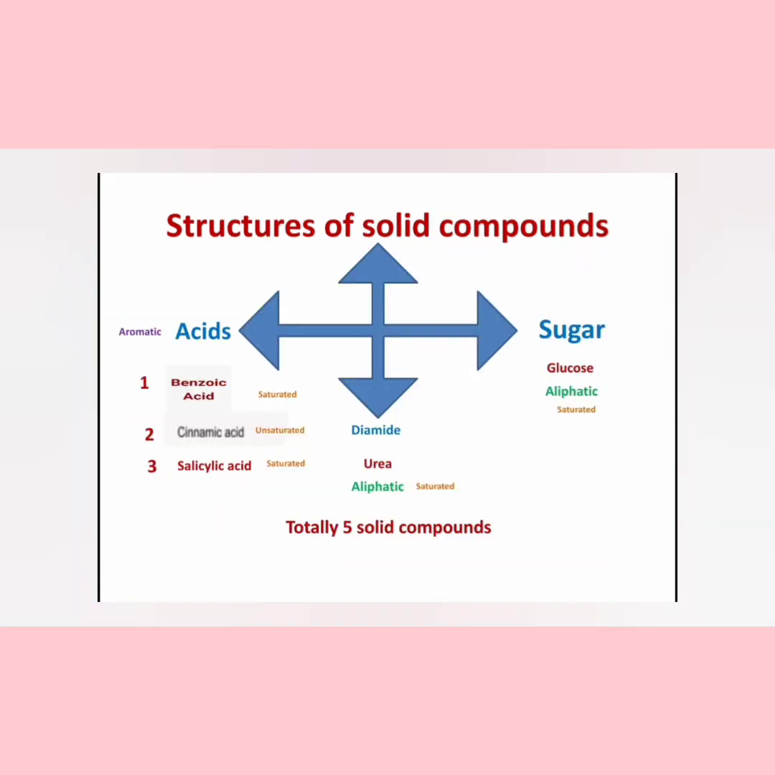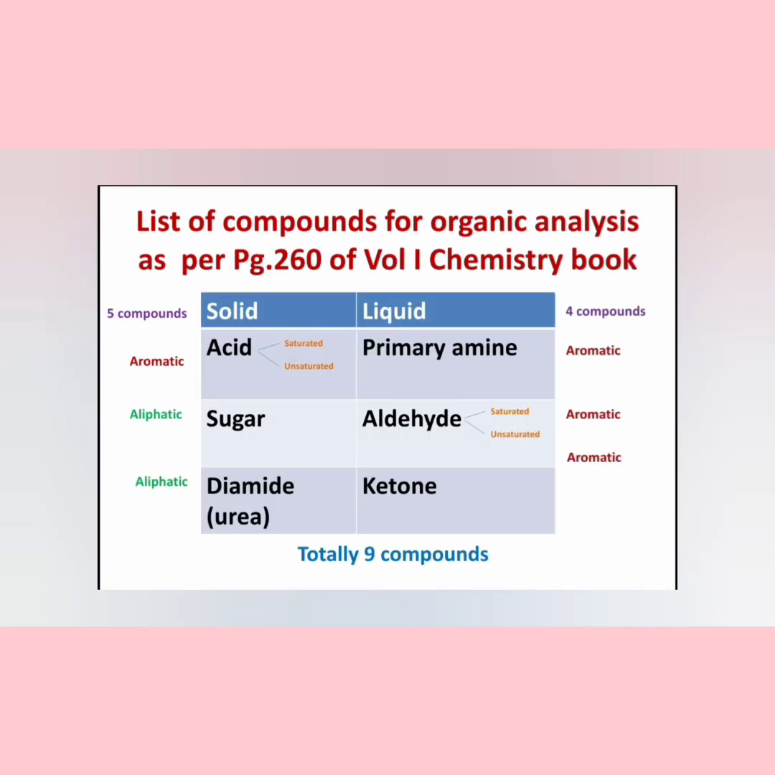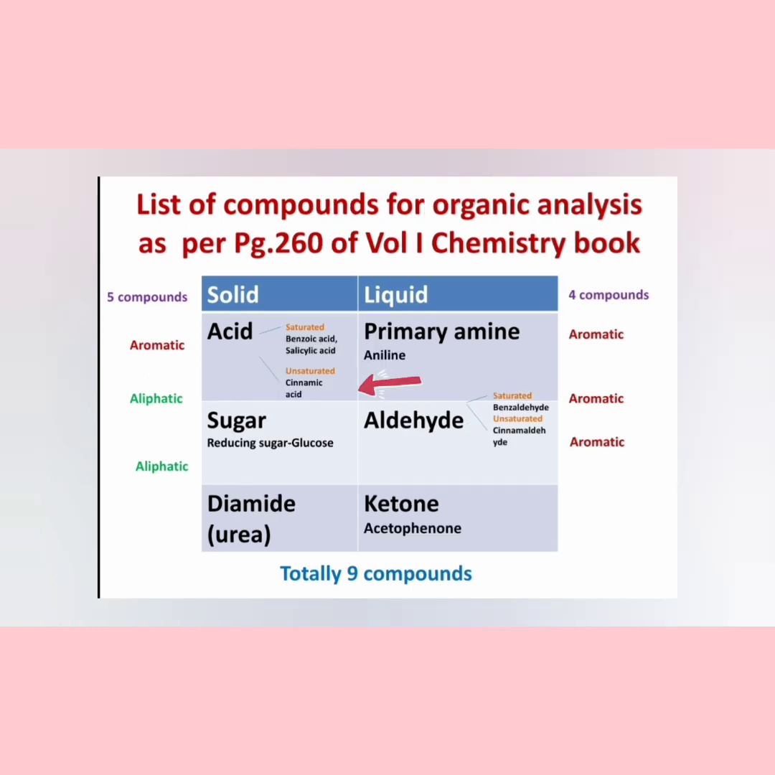Among the 5 solid compounds, you can see that the acids are aromatic, whereas sugar and diamide are aliphatic. And in liquid compounds, all the compounds are aromatic. So in general, among the totally 9 compounds, you have only 2 aliphatic compounds, which are sugar and diamide. The rest are aromatic. And when it comes to saturated and unsaturated, only one unsaturated acid, cinnamic acid, is suggested, and the other unsaturated liquid compound is an aldehyde, which is cinnamaldehyde. So here I have mentioned the names of the compounds.